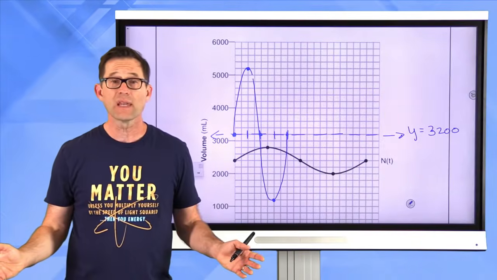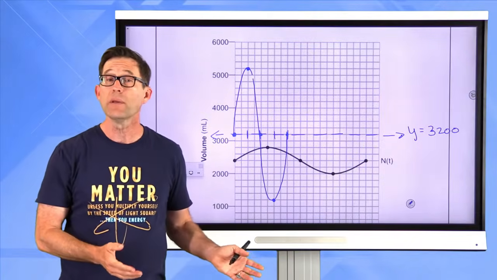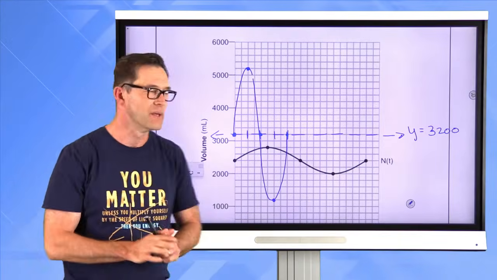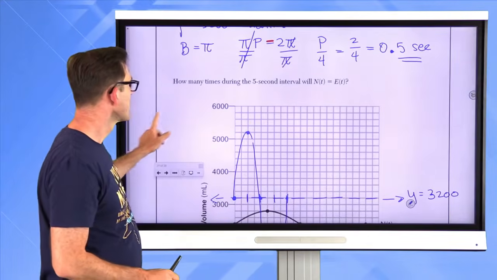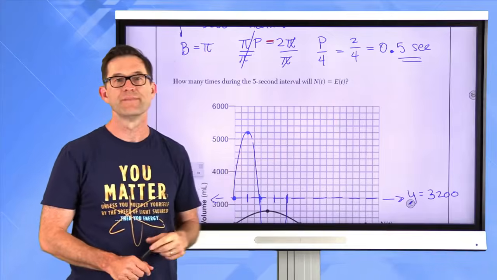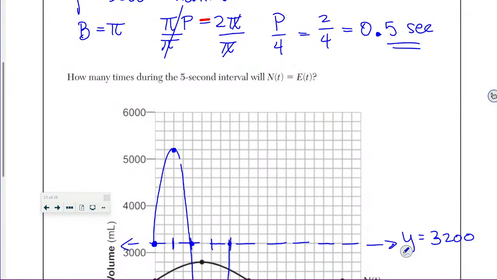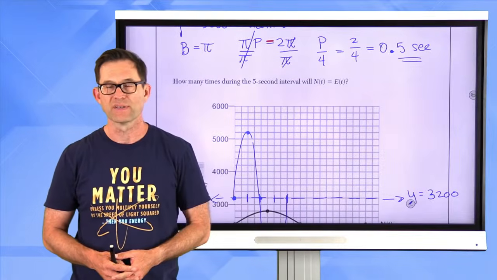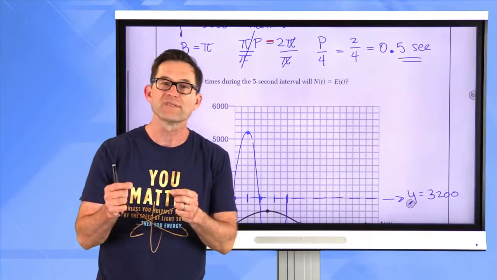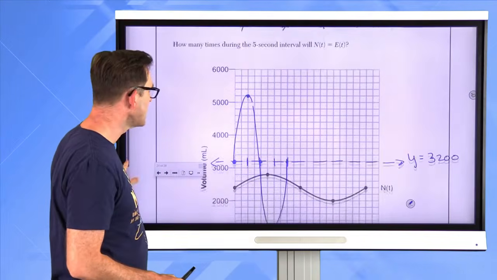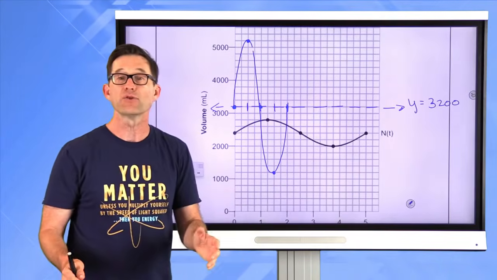Now they just said at least one, so I could literally be done now. The problem is, take a look at this last piece. How many times during the 5-second interval will n of t equal e of t? I need to know how many intersection points there are, and I've only graphed one cycle. So I have to actually keep graphing these cycles. But now it should get easier, right?